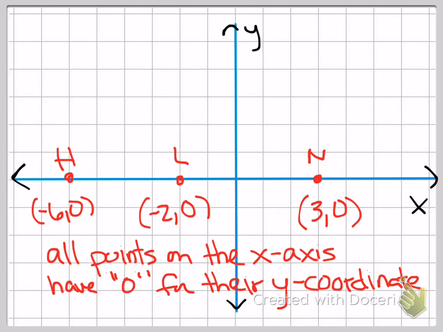All points on the x-axis have 0 for their y-coordinate. That's going to be beneficial for us in a moment. Because if we want to find the point that's on the x-axis, the x-intercept, where the line will intercept with the x-axis, which means run into, we're going to let the y's be 0. Well, let's see what happens on the y-axis.